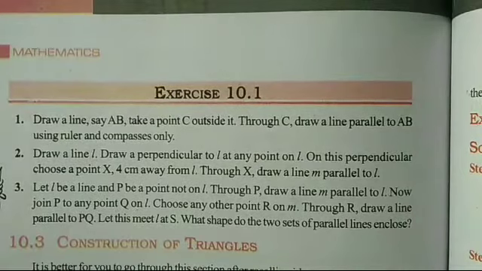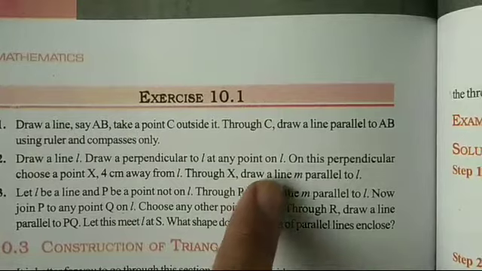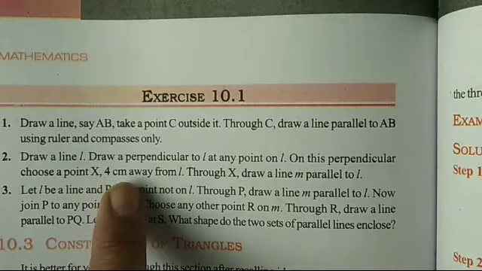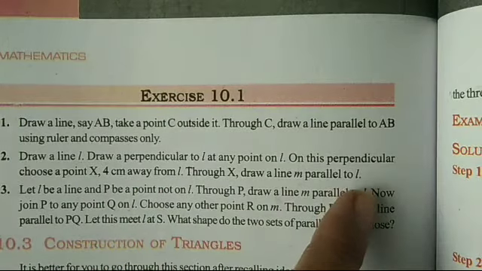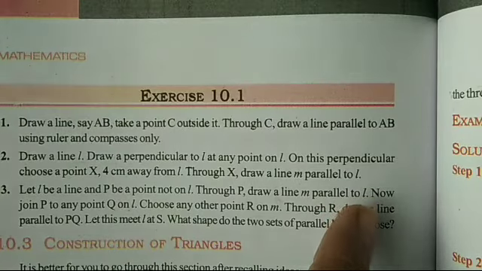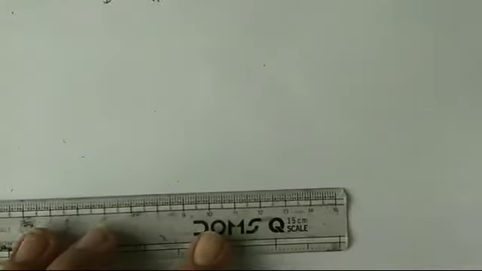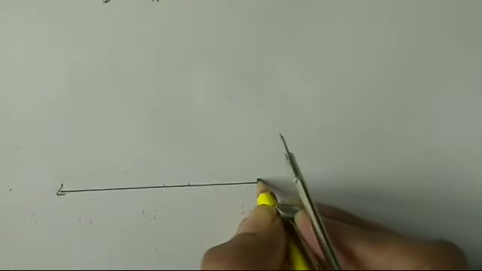In question number 2, we have: draw a line L, draw a perpendicular to L at any point on L. On this perpendicular, choose a point X which is 4 cm away from L. Through X, draw a line M parallel to L. So this question we have to solve. It is given that draw a line L. So we are drawing a line L here. This is our line L.